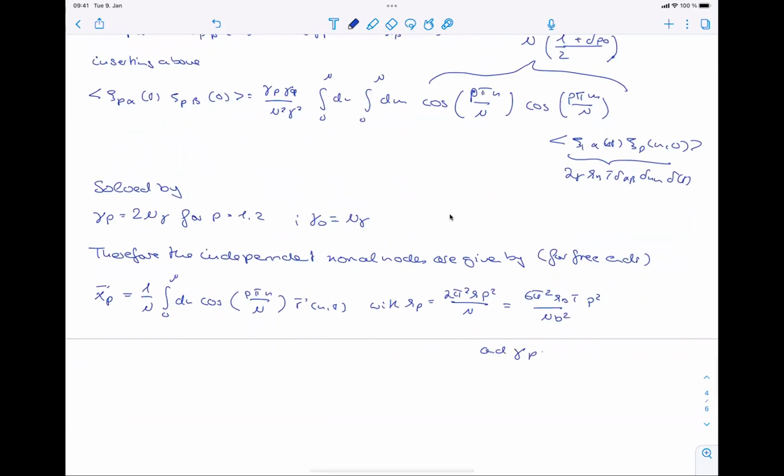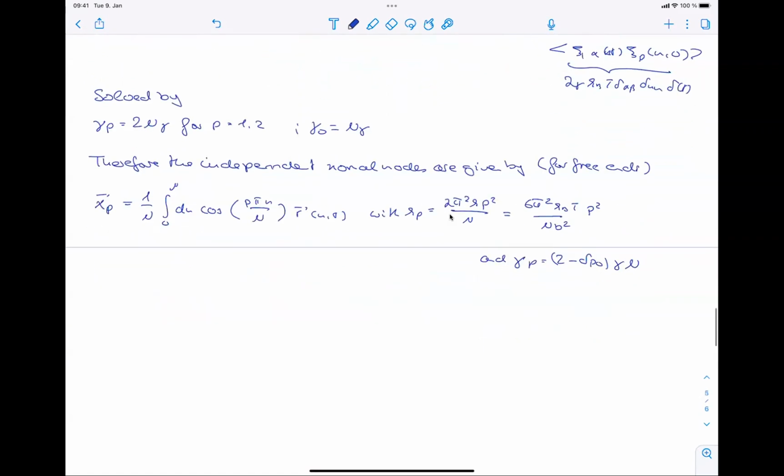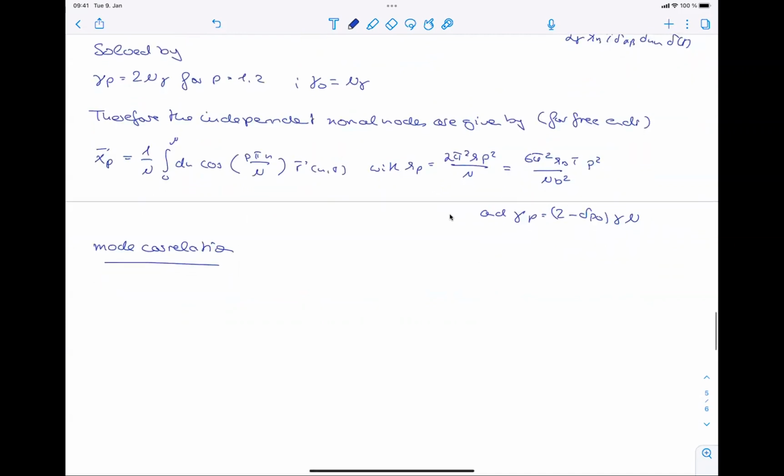And also this gamma p being 2 minus delta p0 gamma n. Now we have the normal modes, which we are happy with because from the normal modes we can determine the dynamics of the polymers. So what are eventually the modes of my end-to-end distance vector? At what time scale does this relax? For this, we first of all again need mode correlations of these modes.